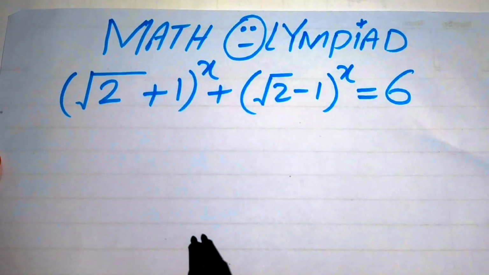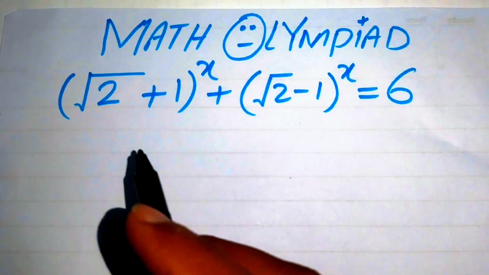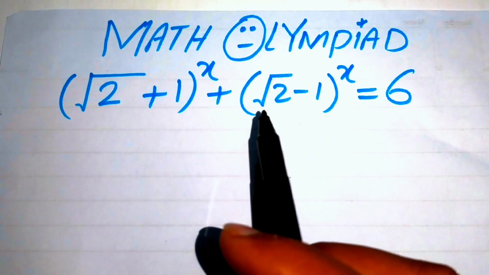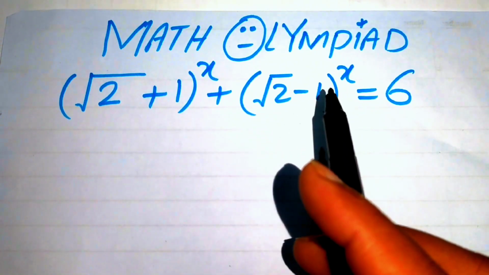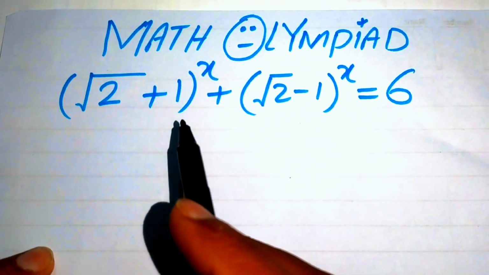In this video we are going to solve this nice math Olympiad algebra problem. And here we have (square root of 2 plus 1) to the power x plus (square root of 2 minus 1) to the power x equals 6, and here we find the value of x.